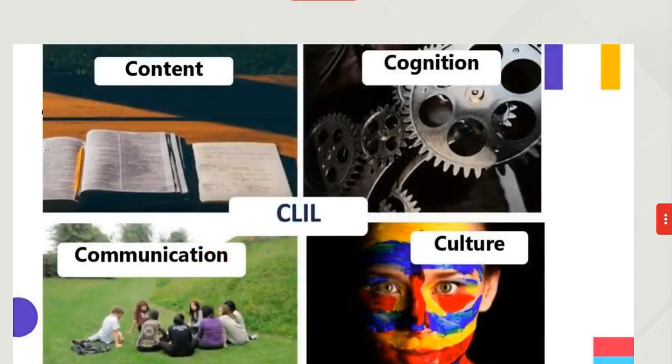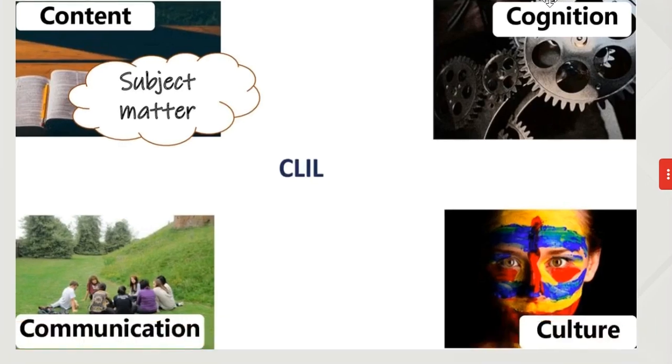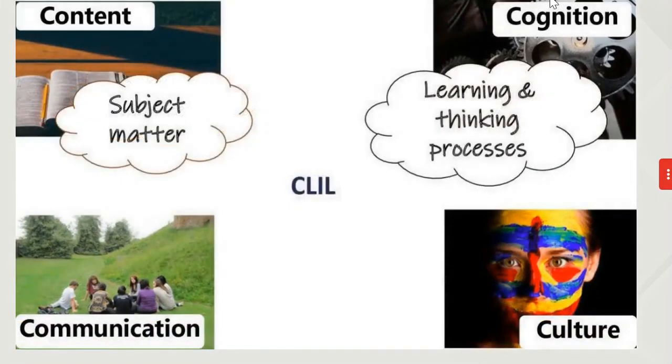So the 4 C's, this framework developed by Do Coyle. Now, this was developed in 1999, so about 20 years ago. Content, cognition, communication, and culture. But what do we mean exactly by this? So the content is, of course, the subject matter, integrating content from across the curriculum, from other subject areas. We then have cognition, which is the learning and thinking processes. So looking at developing cognitive and thinking skills, engaging our learners through higher order thinking.